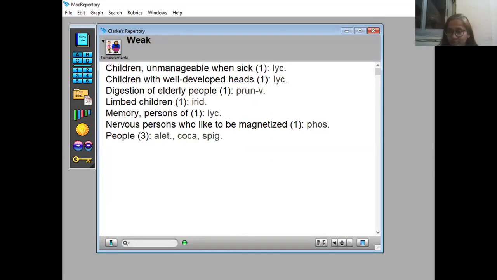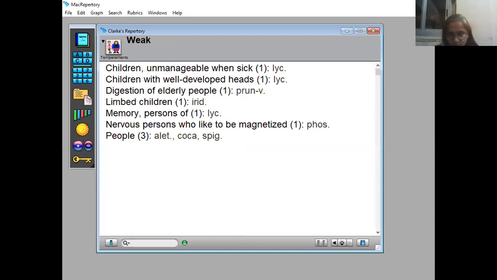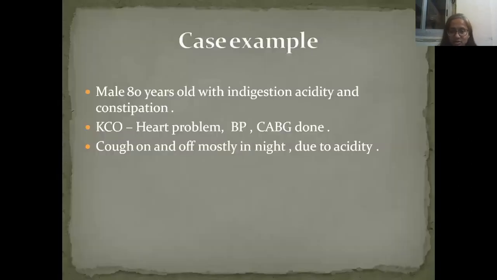See, weak is the main super rubric and then sub rubrics. Weak children with well developed heads, weak digestion of elderly people, weak limbed children, many sub rubrics, and very interesting remedies as well.